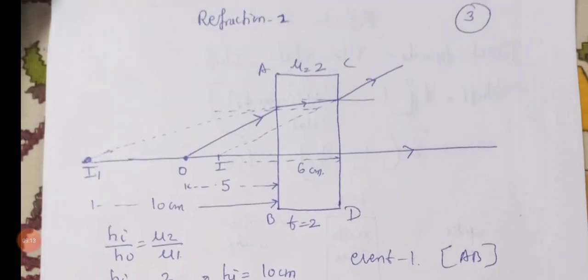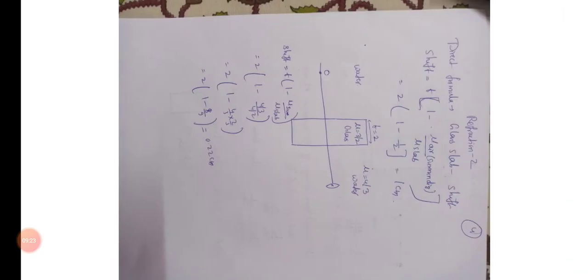Okay. So I have taken it as two events. First at AB, one refraction. Second at CD, one refraction. There is also a shortcut formula, student, for the competitive exam. This I will show you in the next slide.